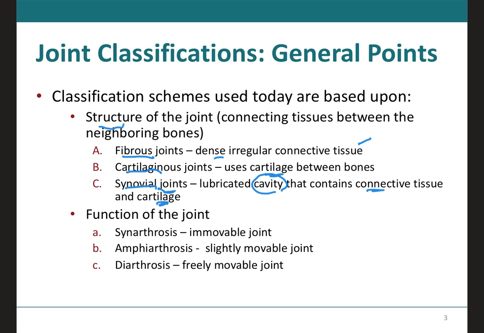With regards to the classification of function, we have three types as well. We have what we call the synarthrosis, the amphiarthrosis, and the diarthrosis. Syn reminds me of without. In Portuguese, sem means without. So synarthrosis is immovable joints, so without a motion. Amphiarthrosis means that it's a slightly movable joint. And diarthrosis means that it's going to be a freely movable joint. So now we have classifications according to structure and classification according to function.